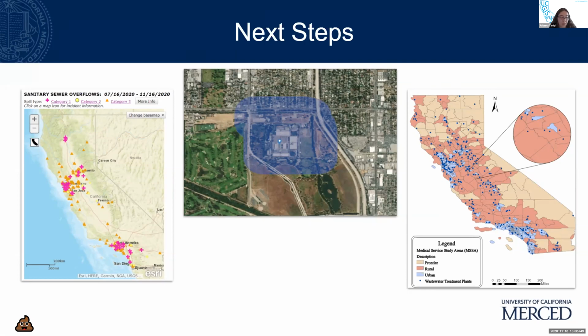Another step in our plan is to follow the similar methodology explained before to find wastewater treatment percentages in urban and rural areas, to see if there's any statistical significance of these differing locations.